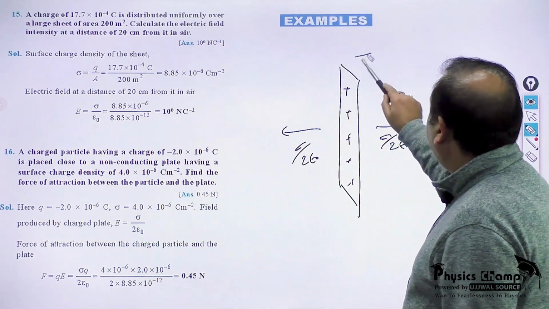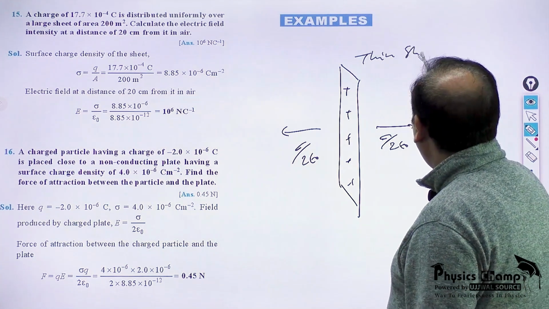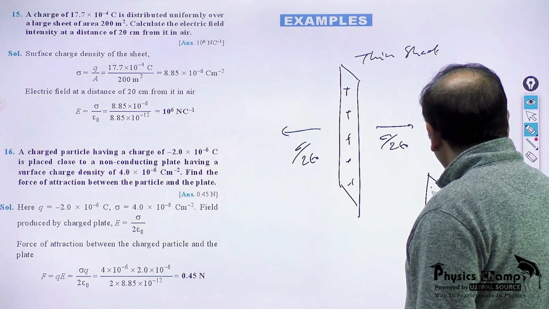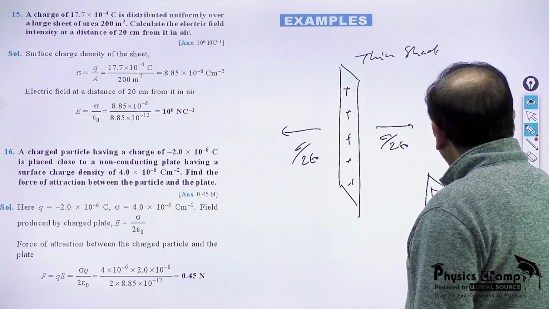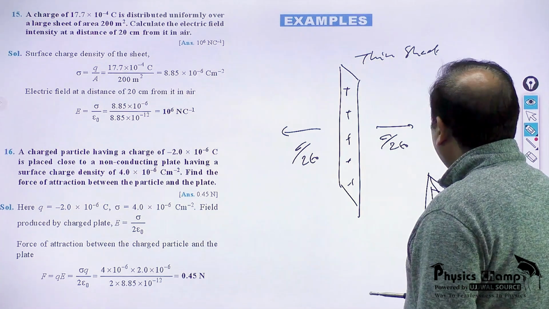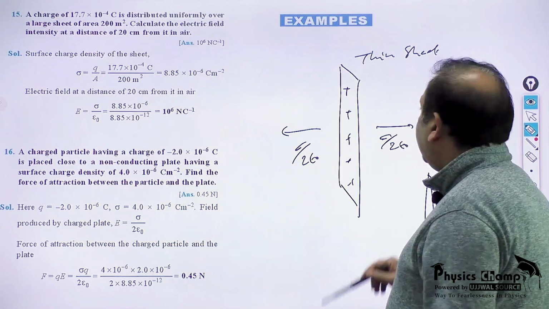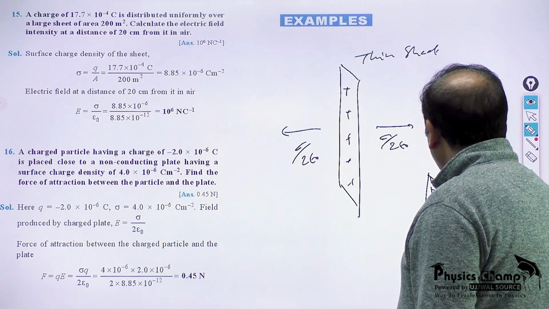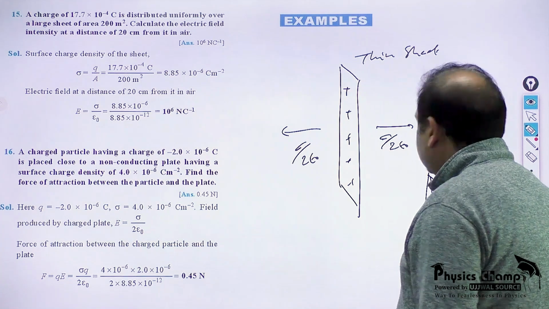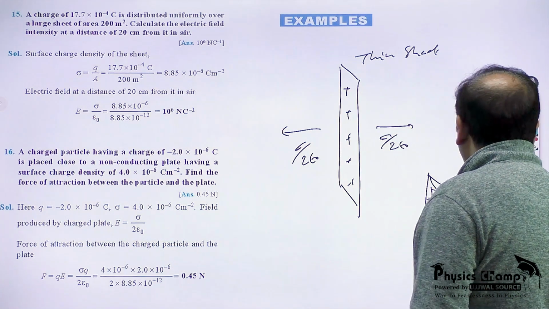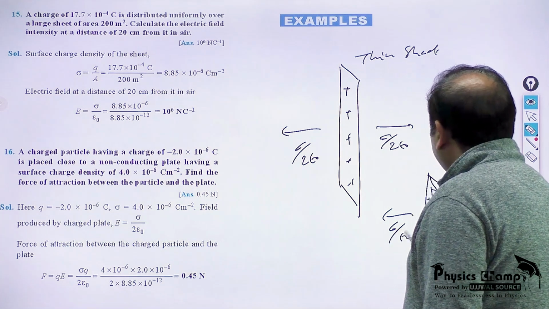And if it is a thin sheet, and on the other hand, we are given a case where we have a thick sheet. In case of thick sheet of charge, where the thickness is such that we should in fact consider two layers of the charge density here, then the electric field here will be sigma by epsilon naught.